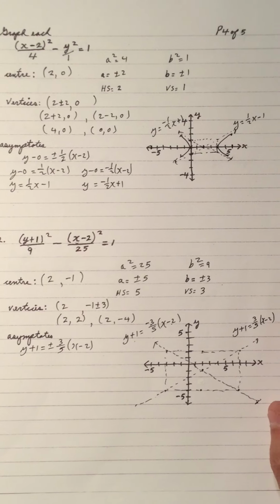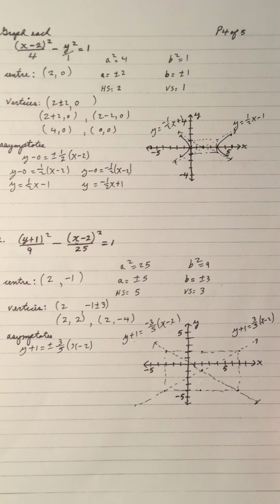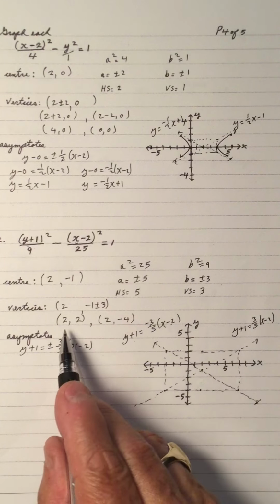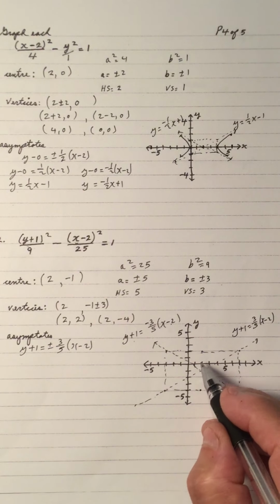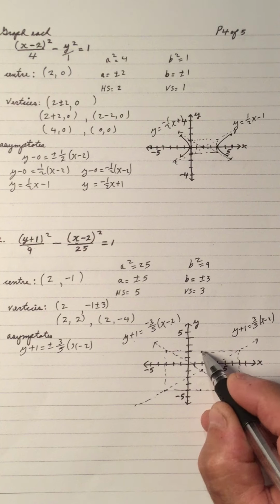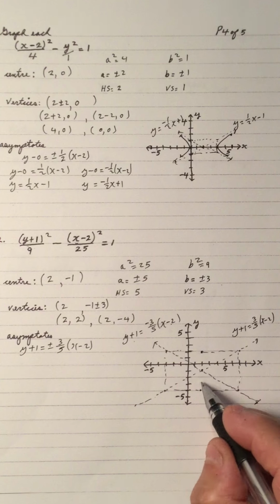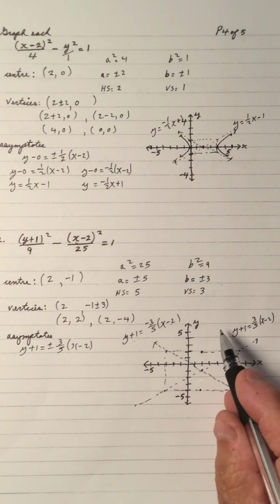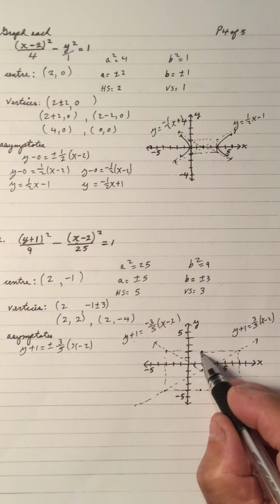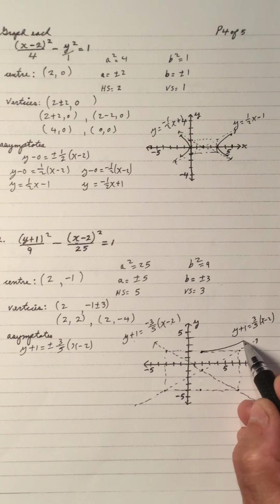And this one right here is y plus 1 equals positive 3 over 5 times x minus 2. And we have the vertices of 2, 2. X is 2 right here. Y is 2. There's one vertex. And the other vertex is 2, negative 4. X is 2, y is negative 4. And because the y is positive, then it moves out like this.